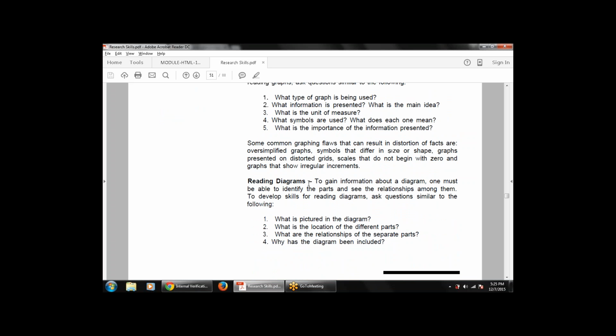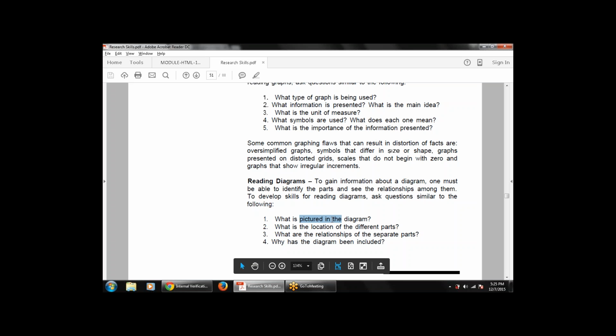Then next is the diagram reading, that is how we can read the diagram that is representing the information. To gain the information about a diagram, one must be able to identify the parts and see the relationship among them. That is the main relationship for reading the diagrams. So to develop the skills for reading the diagrams, ask questions similar to the following.